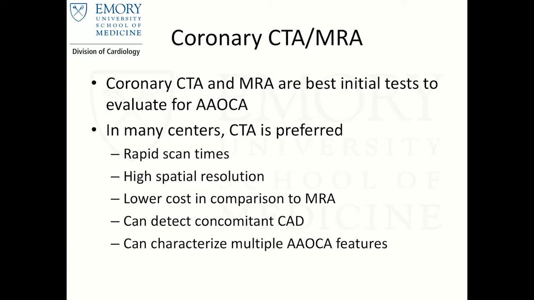However, coronary CTA and MRA have really become the standard and best initial test to diagnose this condition. In many centers, including here at Emory, for the most part, CTA is preferred, and that's for several reasons. One is it has rapid scan times compared to MRA, and that's particularly important in the pediatric population, where MRI has long scan times and they have to sit still. In pediatric patients, often they have to be sedated for MRIs, whereas with CT scan, often we can get by without that. So the rapid scan time is a significant benefit.